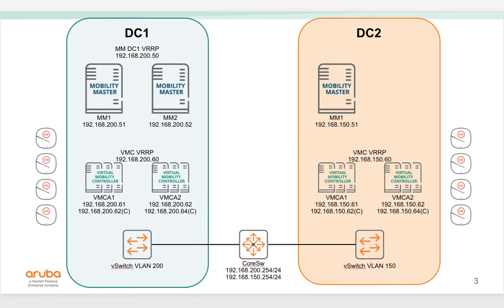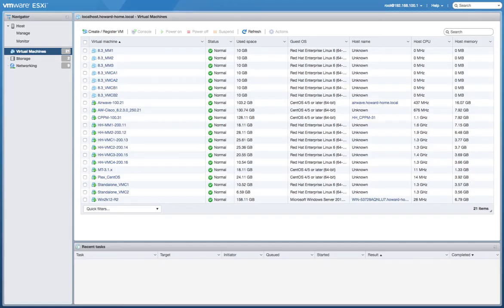Now, our sample architecture is going to look like this, where we're modeling essentially a primary data center with a backup data center. And within DC1, or the primary data center, we have two mobility masters in VRRP. We have two mobility controllers in VRRP, and we have a switch that connects to DC2, and in DC2 we have a backup mobility master in DC2, and we have a couple backup controllers in DC2. So this is a very classic example of a simple enterprise architecture.